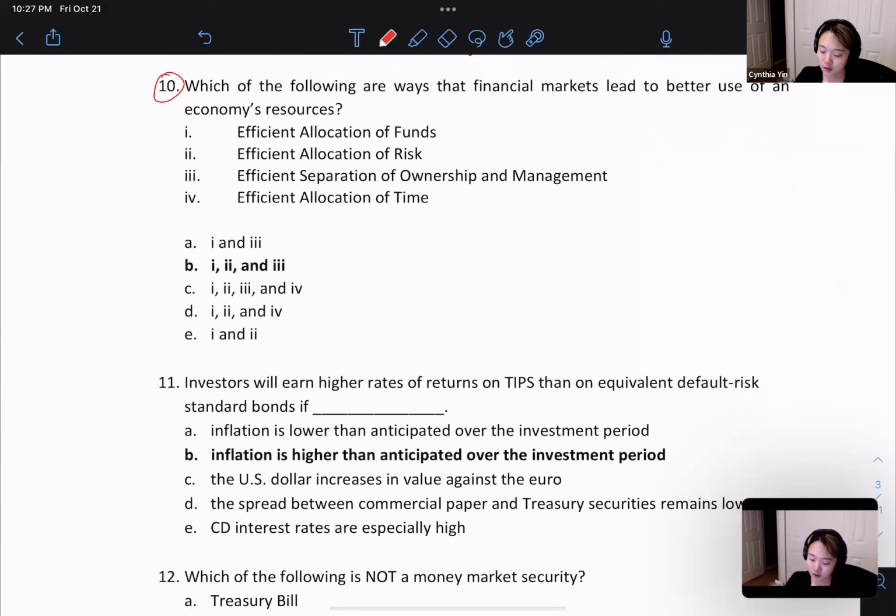And question 10, which of the following are the ways financial markets lead to better use of economic resources? It's just in the slide. It's literally the first three we covered in class and it's on the slide. If I remember correctly, it's chapter 3, I think, or chapter 2. But efficient allocation of time is irrelevant to financial market because financial market cannot make your time more efficient or help time management. So it's just irrelevant. And the first three are right.